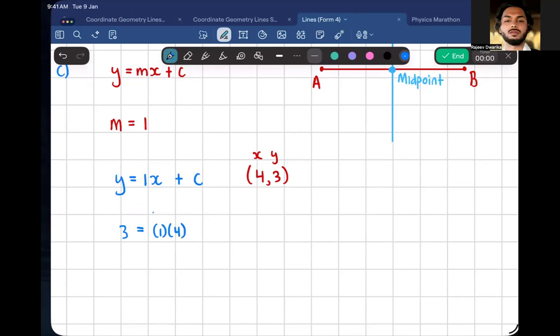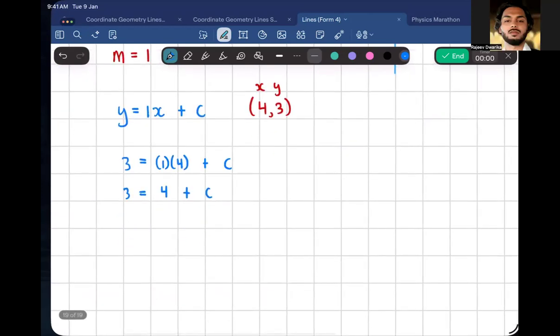Perfect. Obviously, you're not going to write 1, 4, right? You're not going to do that, right? No. It's 1 by x, so 1 by 4. Then plus c. So 1 by 4 is? 4. Right? Plus c. How am I going to find c now?